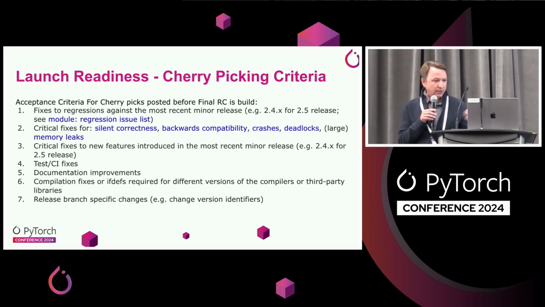After the branch cut has been done, we create a cherry picking issue. It's a special issue that people should post their cherry picks on as comments. And this is the acceptance criteria to accept the cherry pick. The cherry pick must fall into at least one of those criteria. So it's mostly fixes against regressions, critical fixes, test and CI fixes, documentation improvements, compilation fixes, or release branch specific changes. If the change is feature work, we most likely will not accept it.